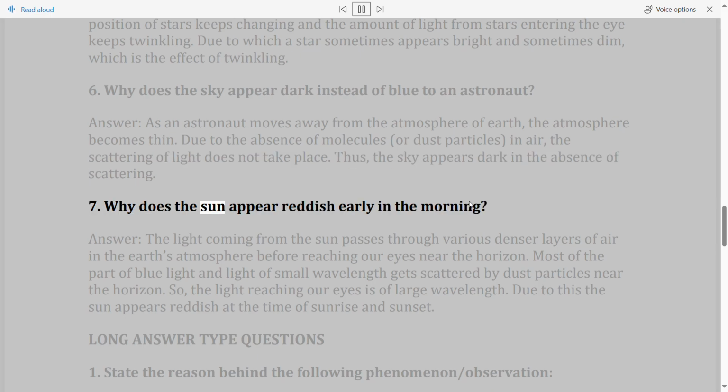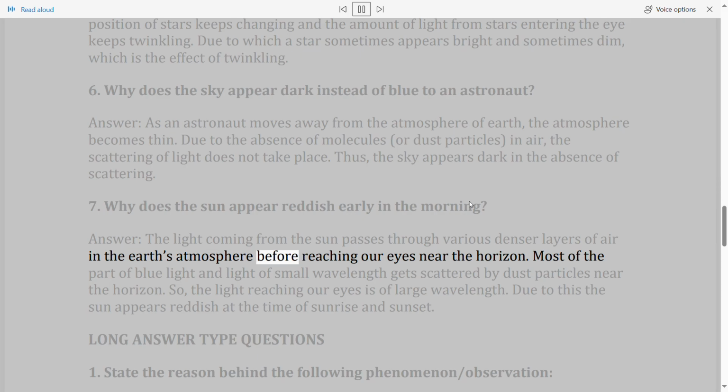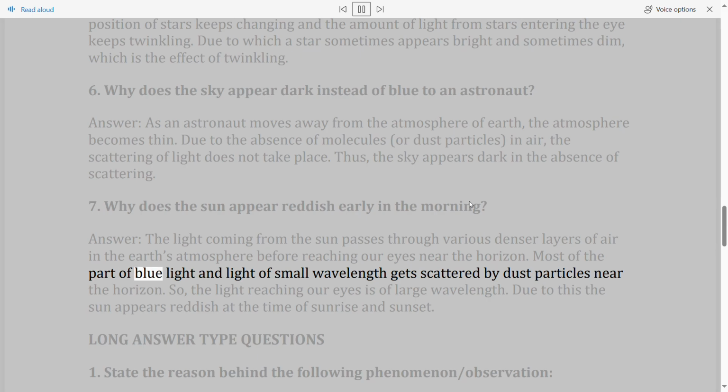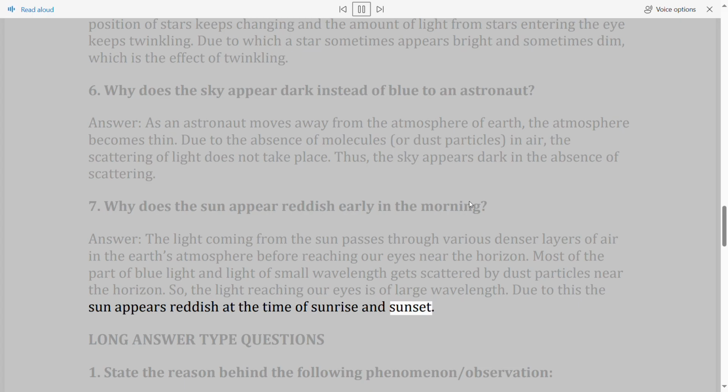7. Why does the sun appear reddish early in the morning? Answer. The light coming from the sun passes through various denser layers of air in the Earth's atmosphere before reaching our eyes near the horizon. Most of the part of blue light and light of small wavelength gets scattered by dust particles near the horizon. So, the light reaching our eyes is of large wavelength. Due to this, the sun appears reddish at the time of sunrise and sunset.